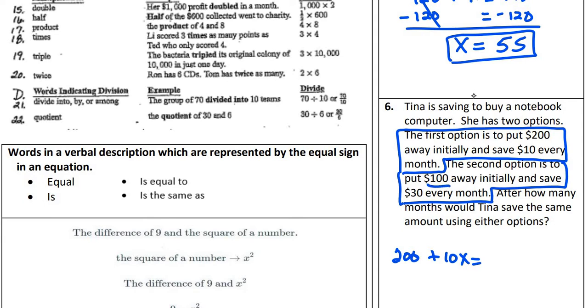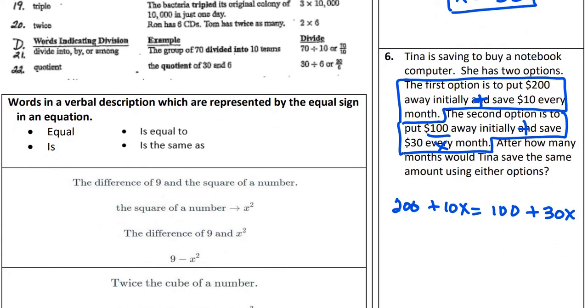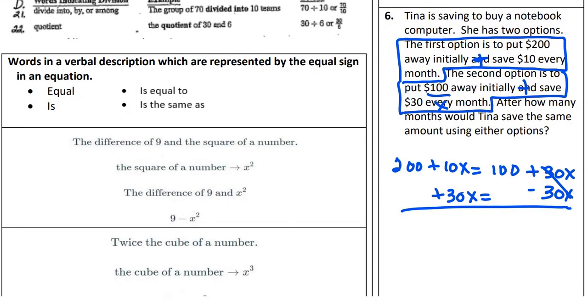So she has on this one, second option is to put away $100 initially and save $30 for every month after that. So we're going to put 30x right here. And I'm going to go ahead and put a plus on the word and right here. Now we're just going to solve it just like we would any equation. So as you can see, I've already started working this out. We're going to take the 30x and move it to the left-hand side. I want my variable on the left-hand side.